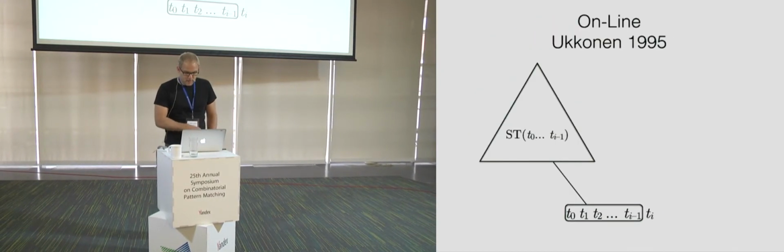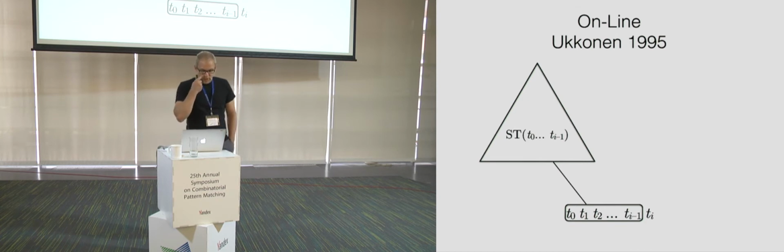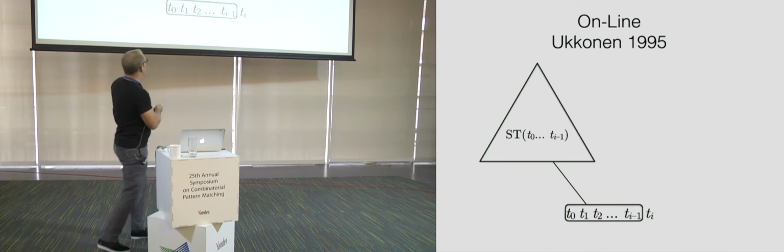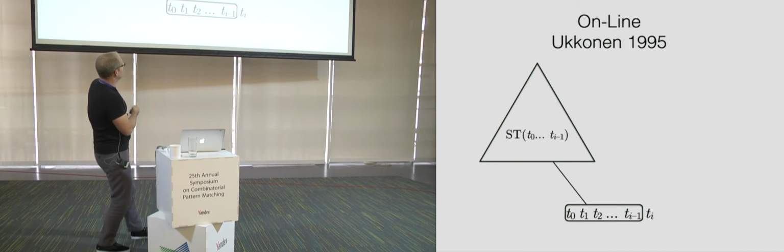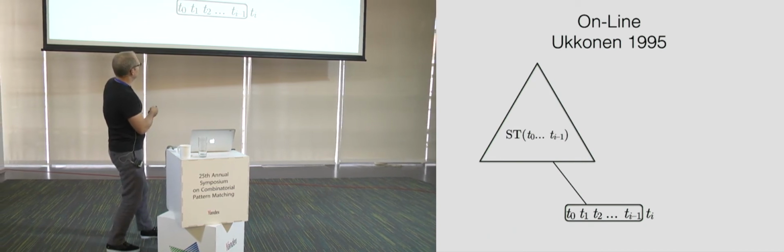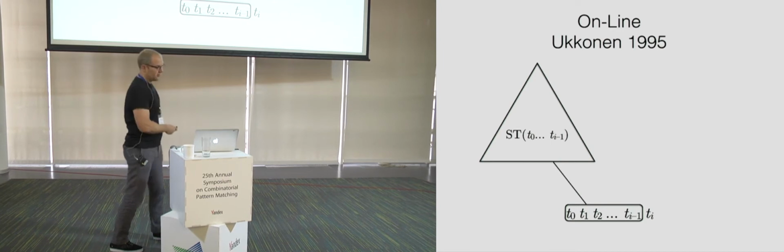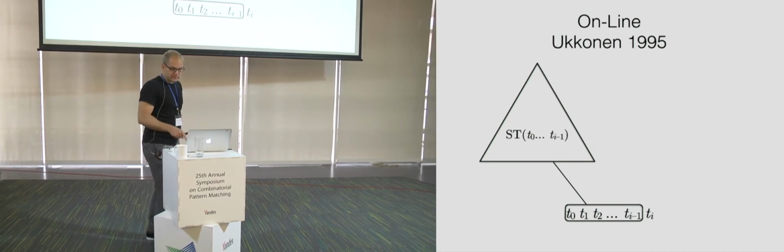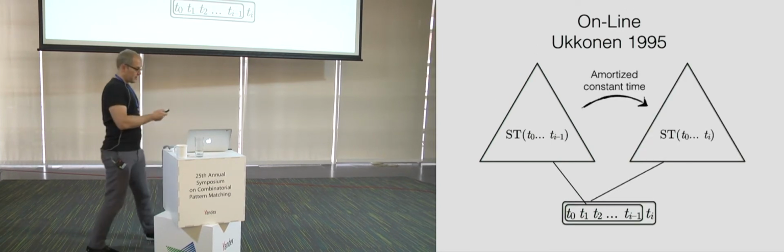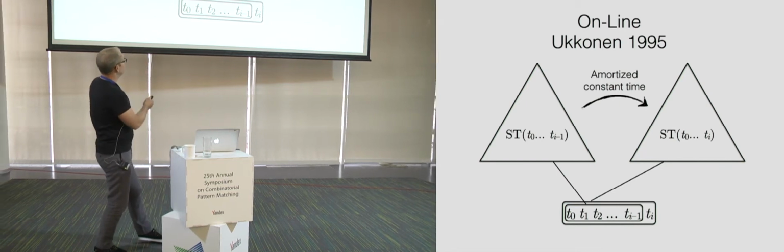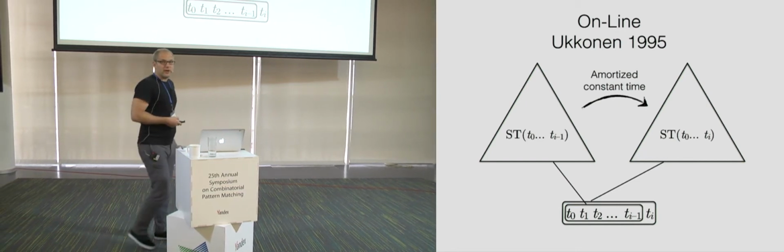Ukkonen's algorithm is online, meaning that we can get from this situation where we have a suffix tree of a number of characters from 0 to I-1, and then include one more character, which we haven't looked at before, in constant time, transforming this tree into a tree that has one more character in it.